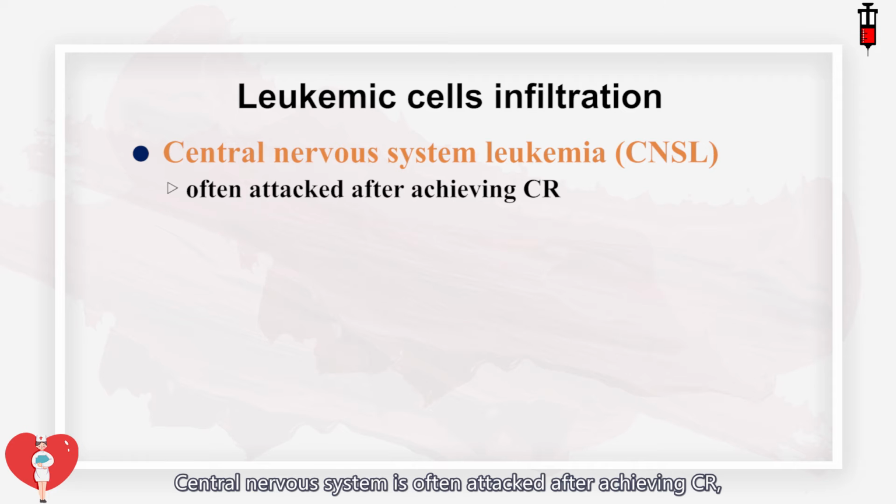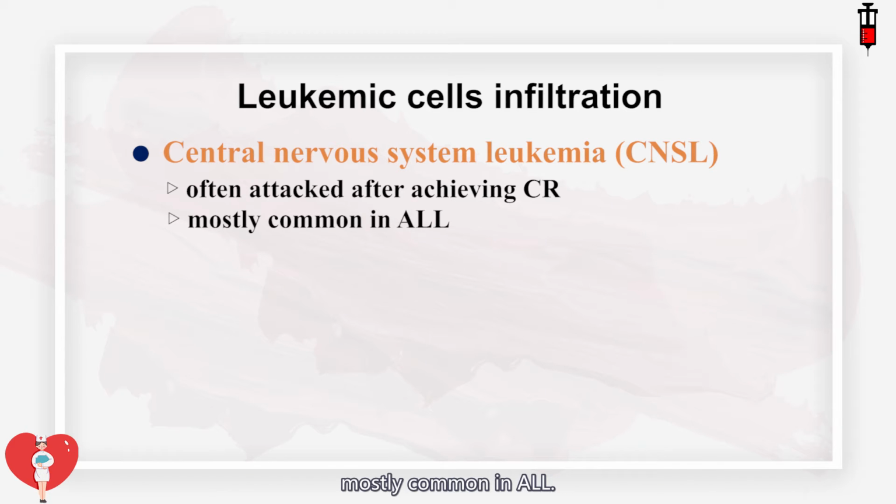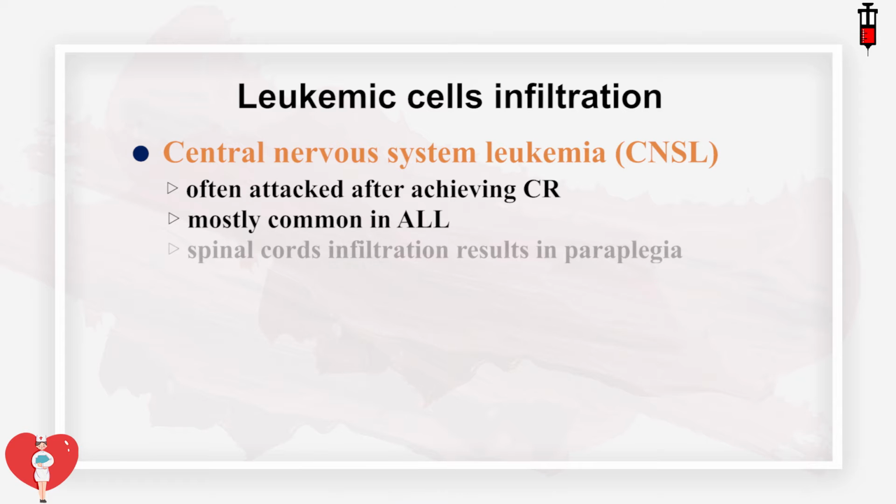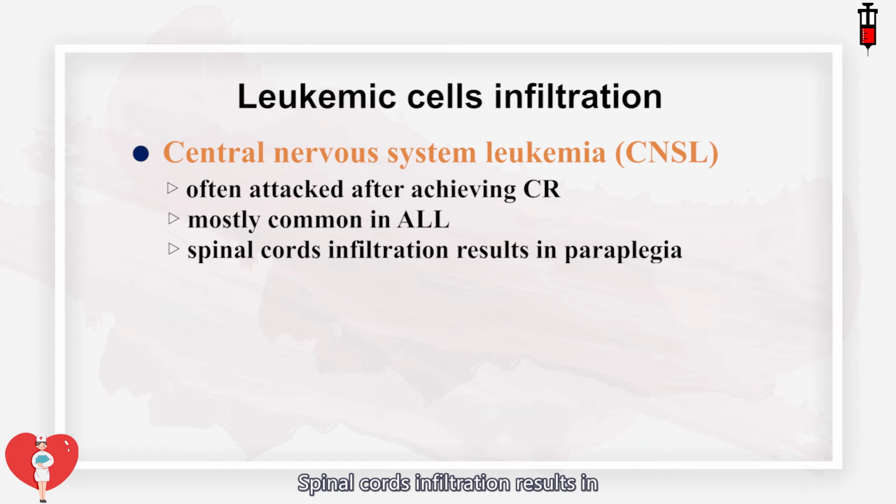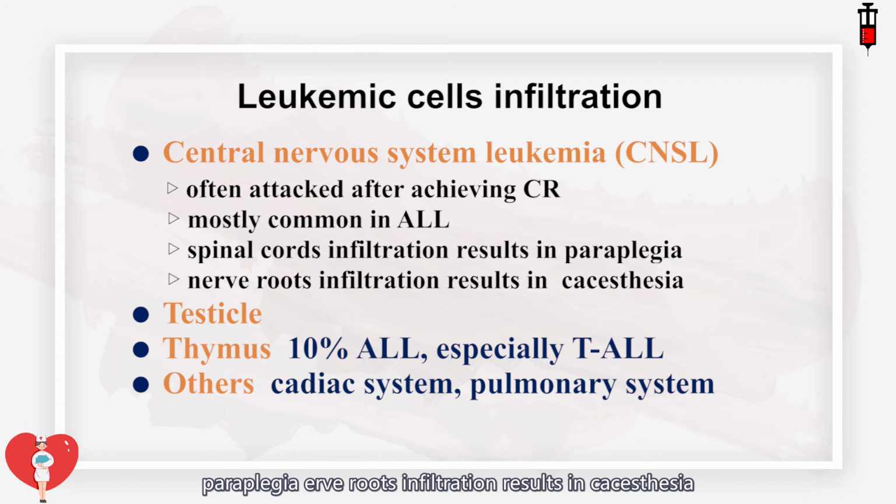The central nervous system is often attacked after achieving CR, most common in ALL. Spinal cord infiltration results in paraplegia. Nerve root infiltration results in cachexia.